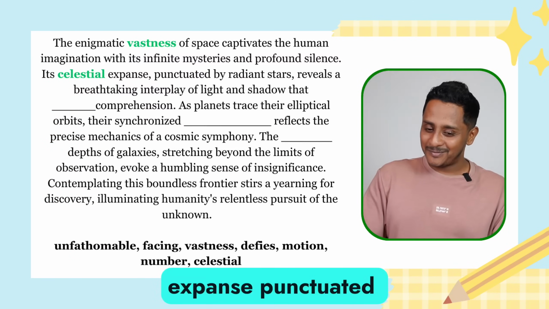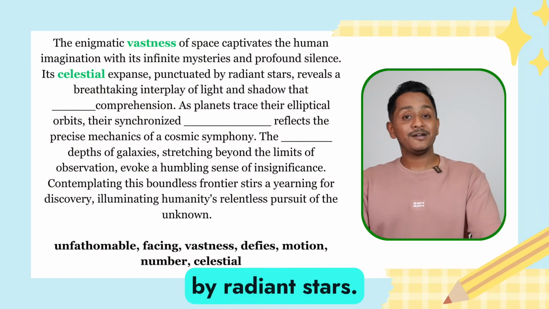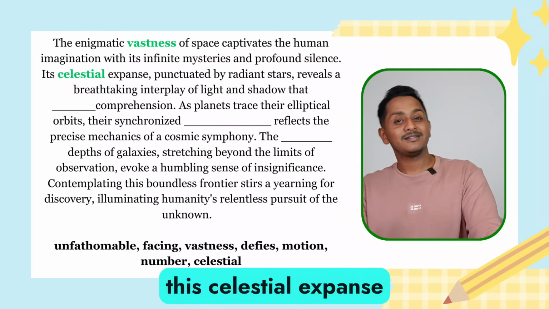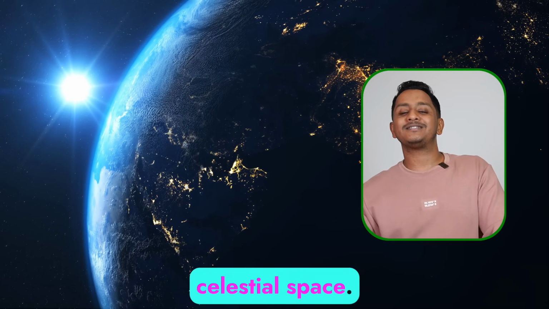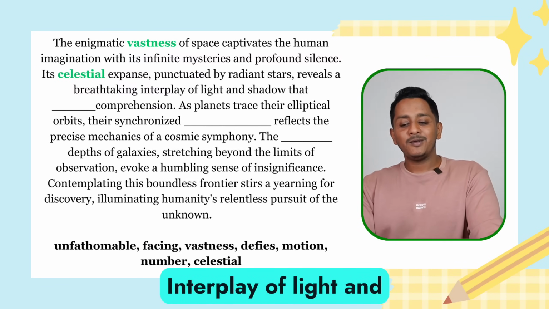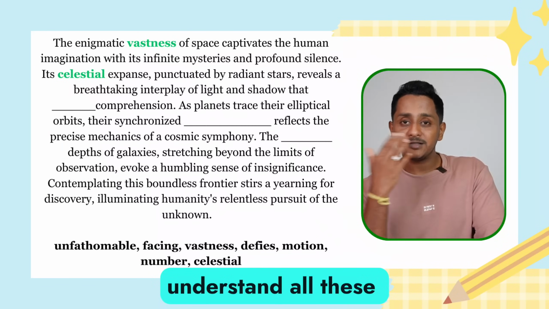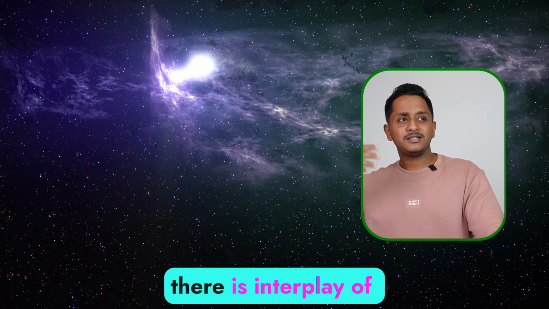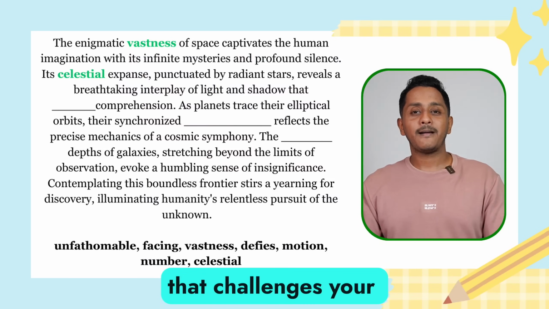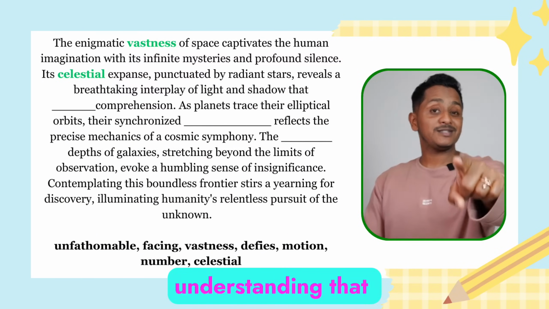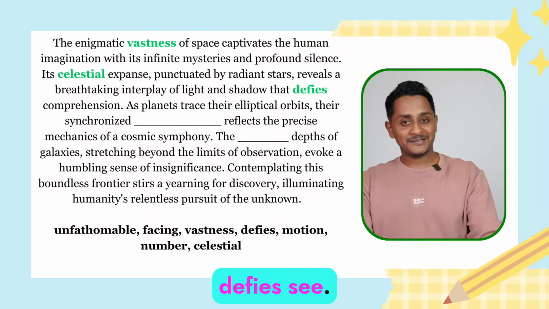So it's celestial expanse, punctuated by radiant stars. Stars will be there in this celestial expanse, celestial space. That's what it means. Interplay of light and shadow, that dash comprehension. Hey, you cannot understand all these things, man. There are stars and there's interplay of light and shadow that challenges your understanding, that defies.